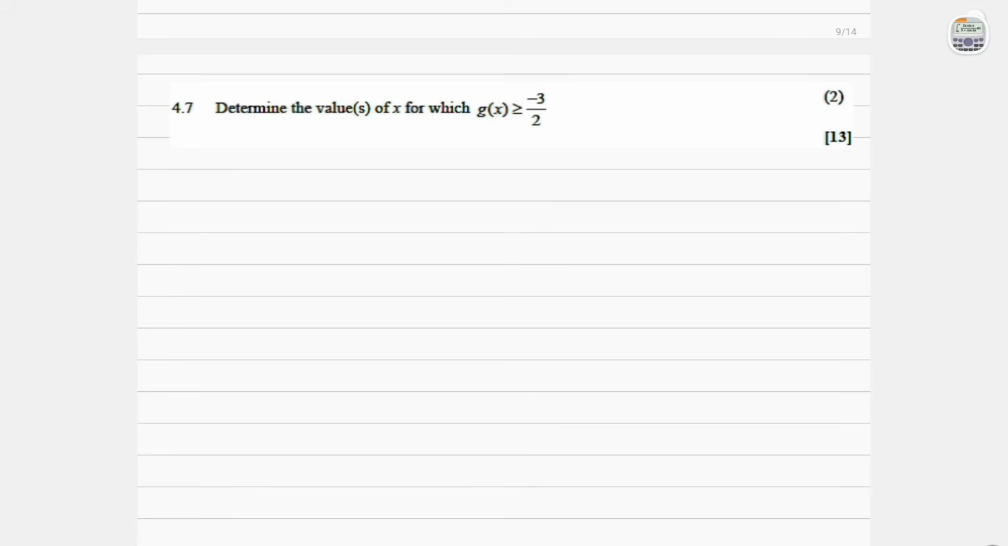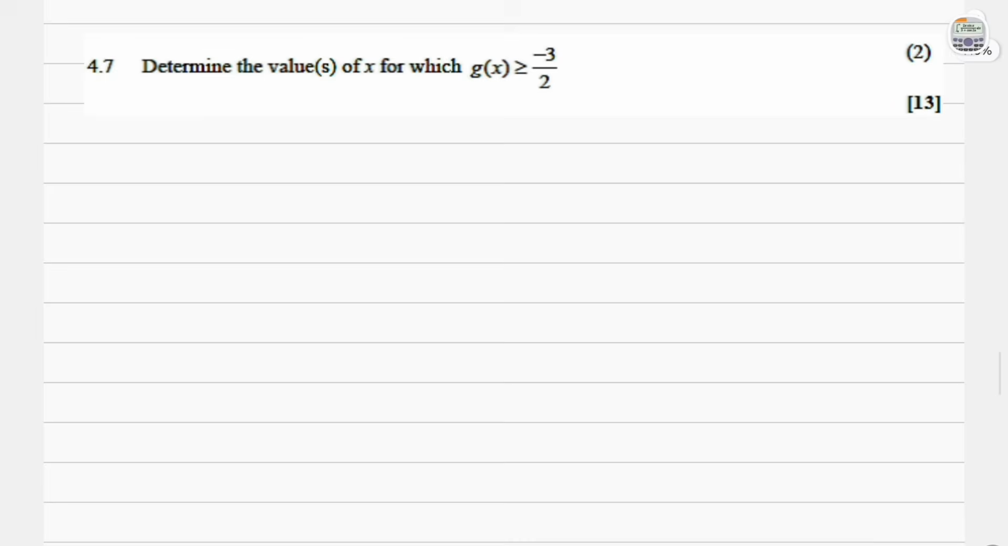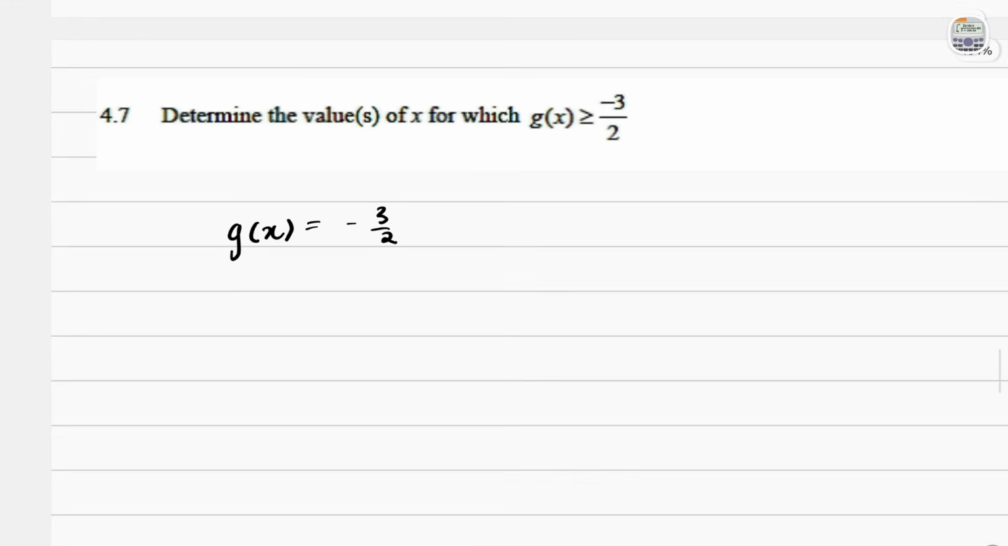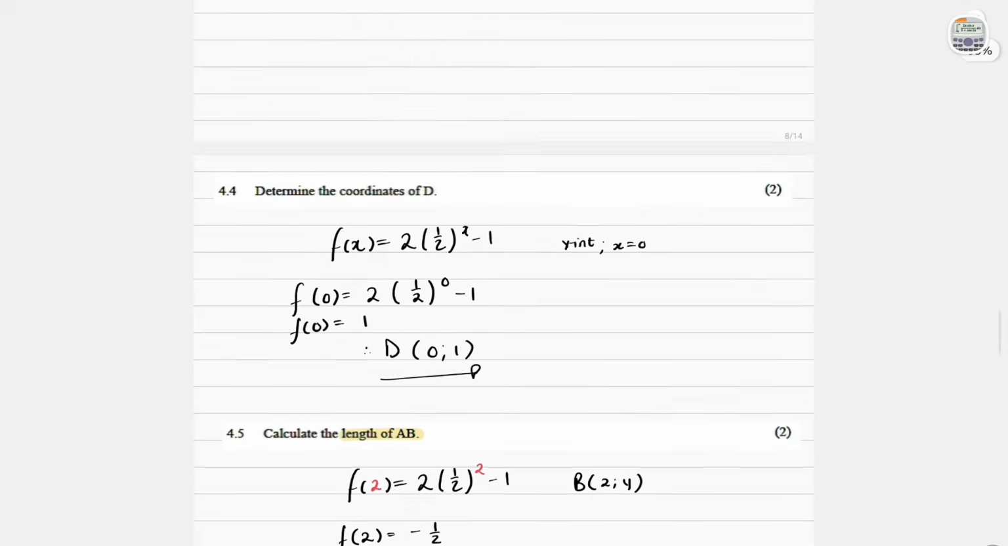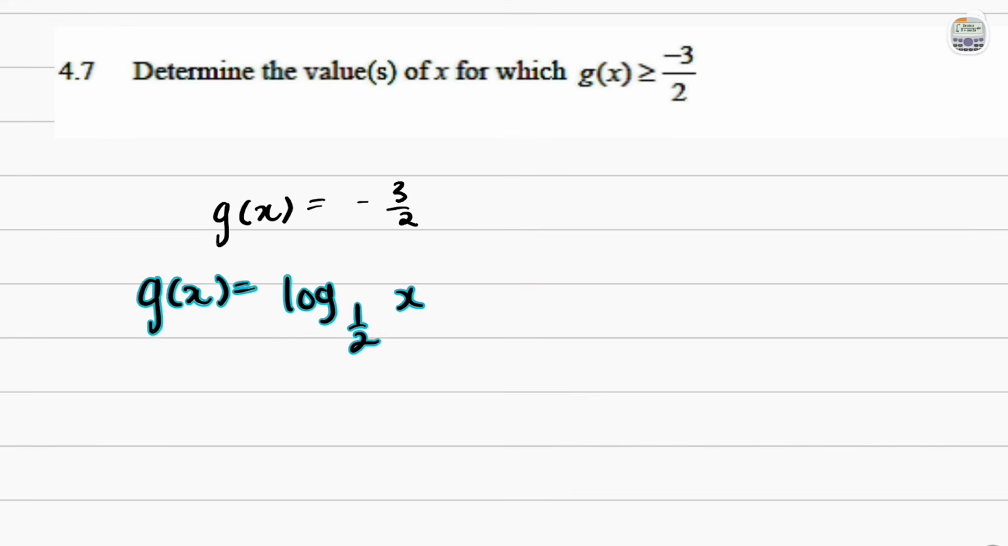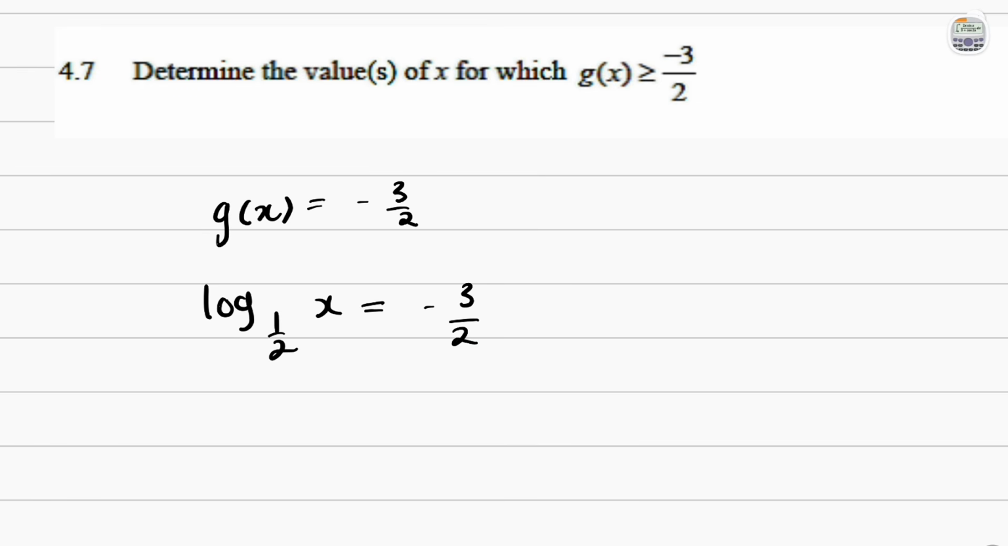Question 4.7 says, determine the value or values of x for which g of x is greater than or equal to negative 3 over 2. We can just first find out where g of x is equal to negative 3 over 2, so we can use the graph to find out where it is greater than or equal to negative 3 over 2. So remember that the graph of g was the log graph. This is the equation. So we're saying, where does this graph have a value equal to negative 3 over 2?